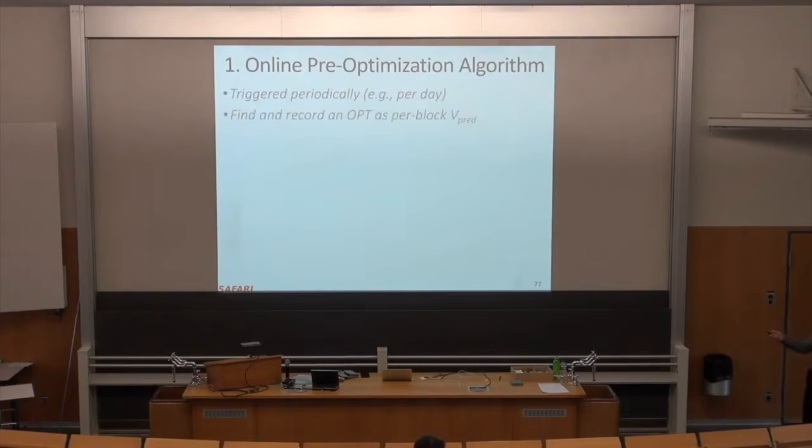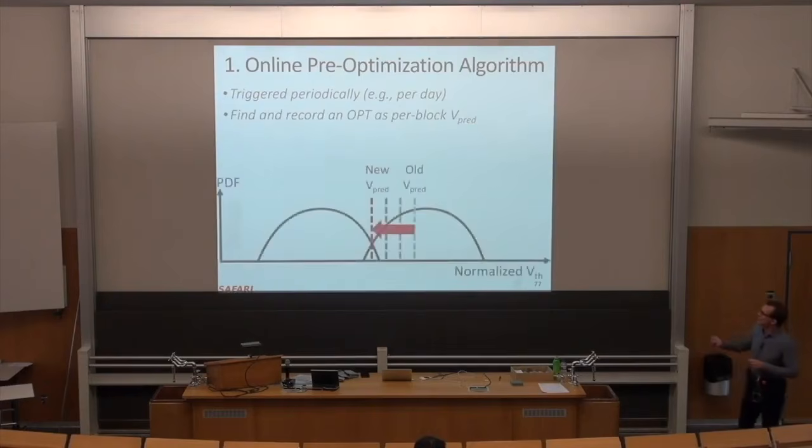You find and record an optimal read reference voltage as a prediction on a per-block basis. So basically, how do you find it? You actually do this characterization once in a while. Let's assume that this is your old read reference voltage. You find a new read reference voltage based on the characterization of the distribution.